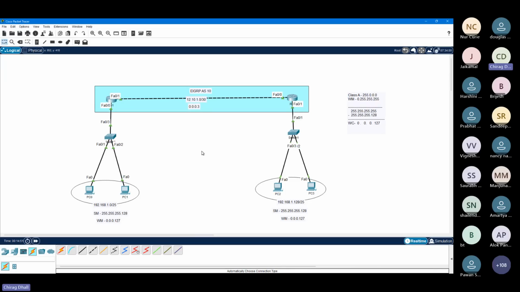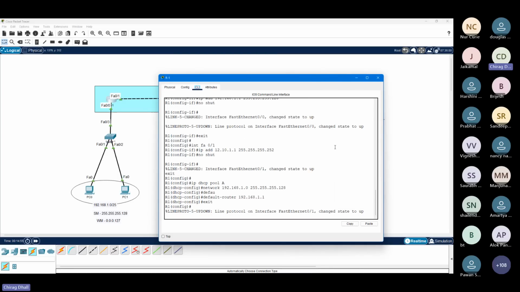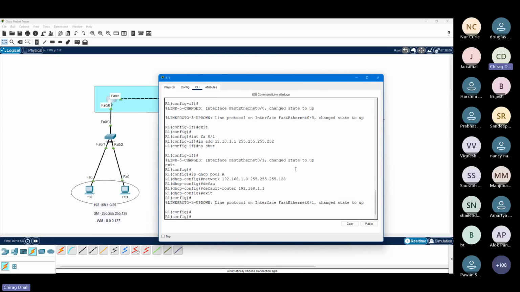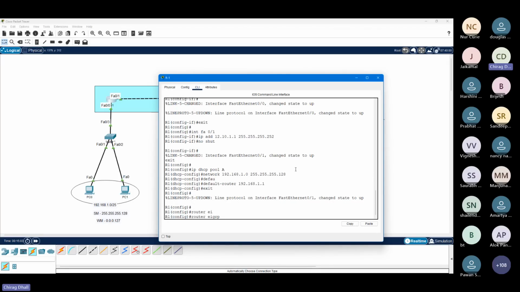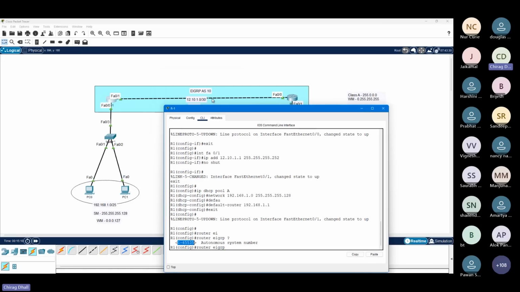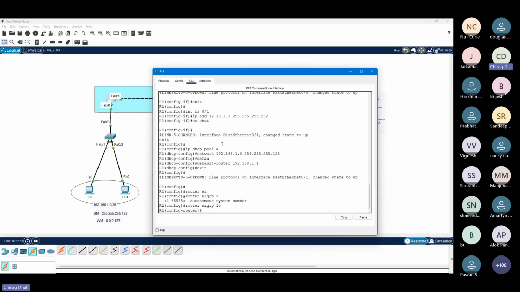Keeping that logic in mind, let's get on to router number 1 and try configuring EIGRP on it. The commands are very simple and easy. I'll say router EIGRP and then I have to specify the autonomous system number. It can be anything in this range. We are assuming that we'll take it as 10. So I'll say EIGRP 10.